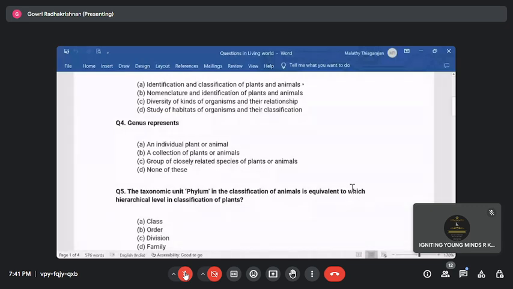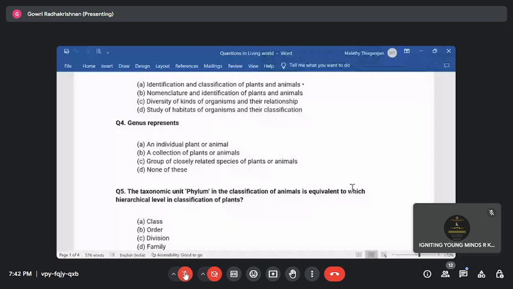The genus represents a group of closely related species of plants or animals. Very good. Yes, again, option C is the correct answer.